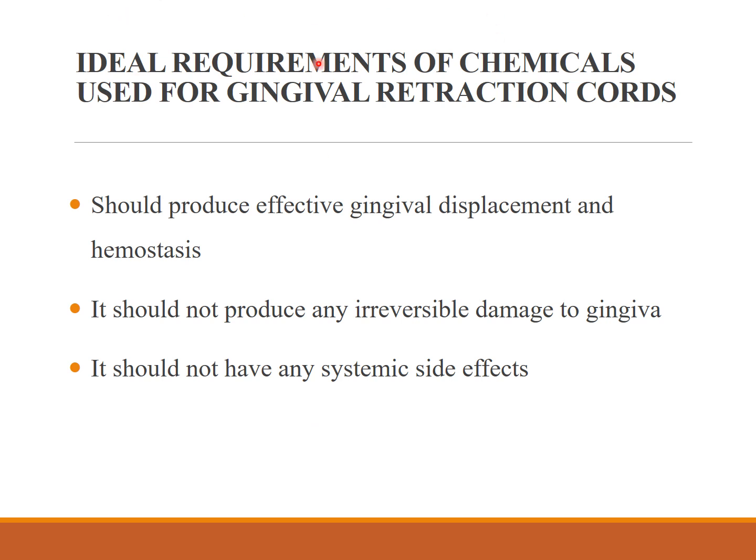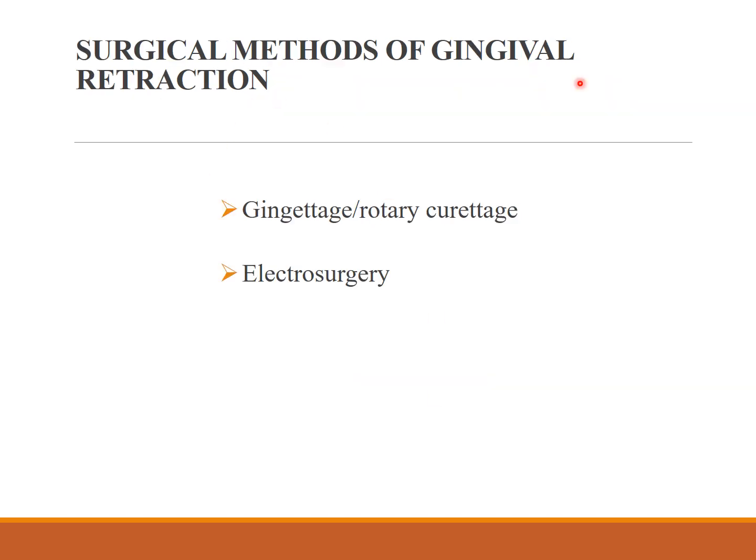Ideal requirements of chemicals used for gingival retraction cord: they should produce effective gingival displacement and hemostasis, should not produce any irreversible damage to the gingiva, and should not have any systemic effects. Surgical methods of gingival retraction: there is gingettage, that is rotary curettage, and electrosurgery.